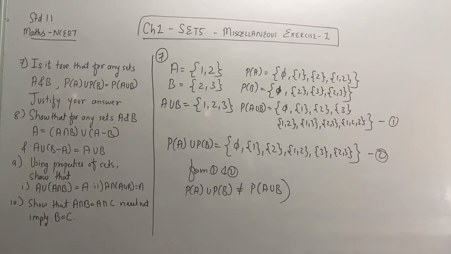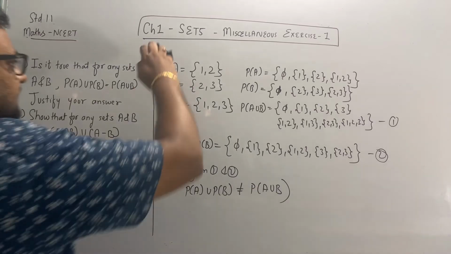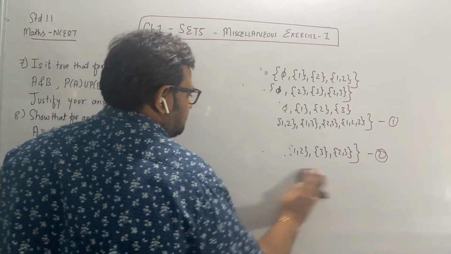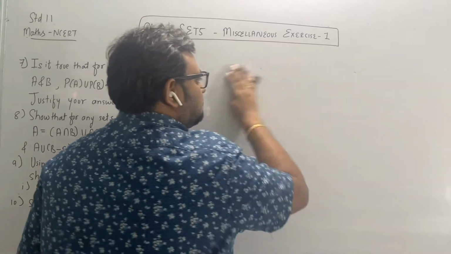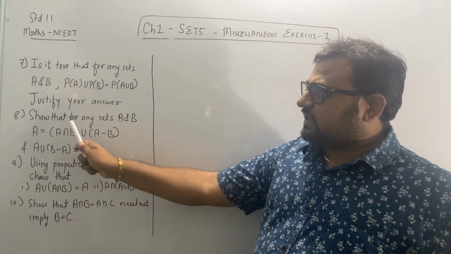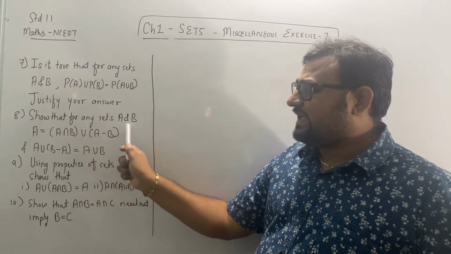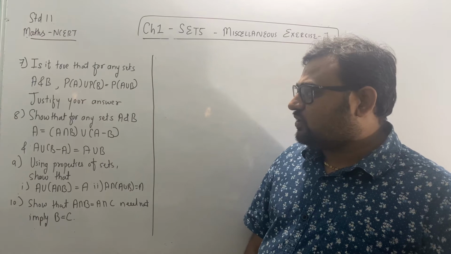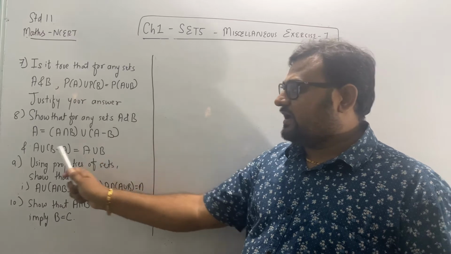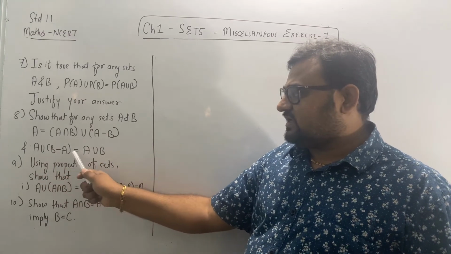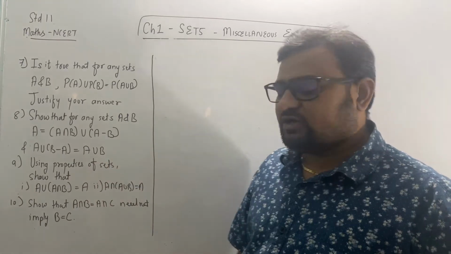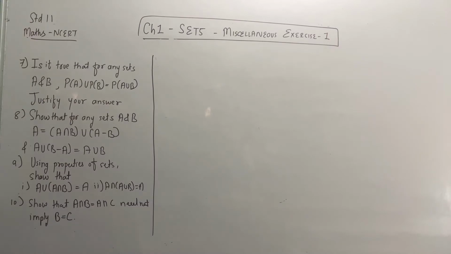Now let's move to the next, that is question number 8. Question number 8 is: show that for any sets A and B, A equals A intersection B union A minus B, and A union B minus A is equal to A union B. Clear? So this is question number 8.